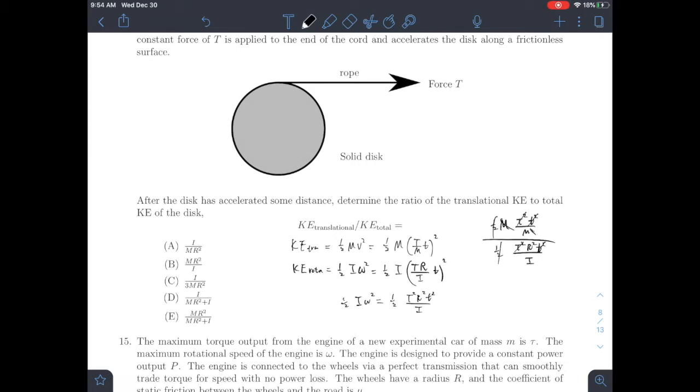Now we just cancel out the terms. Wait, plus the translational kinetic energy. Also cancel out the terms. 1/2 cancels out, T squared and t squared cancel out. So finally we get 1 over (m r squared over I, plus 1). Oh no, no 1/2. We cancel out 1/2. Remember, so plus 1. Okay.